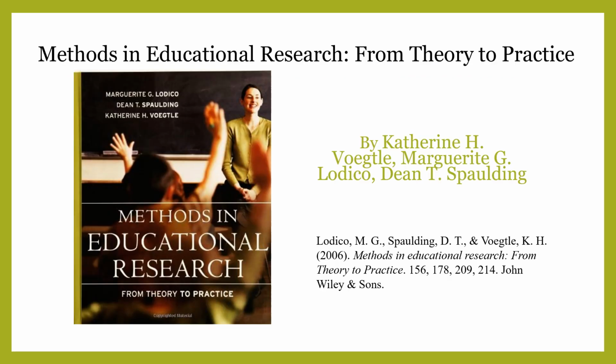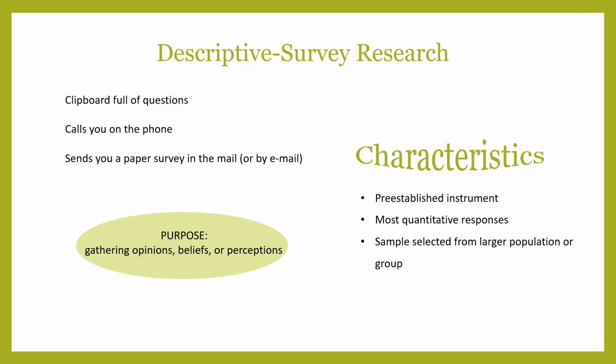That was all for the first book, and then we have this book that is Methods in Educational Research from Theory to Practice by Catherine H. Botley, Margaret G. Lurico, and Dean T. Spaulding. From this book, we are going to discuss the types of research. The first one is descriptive survey research.